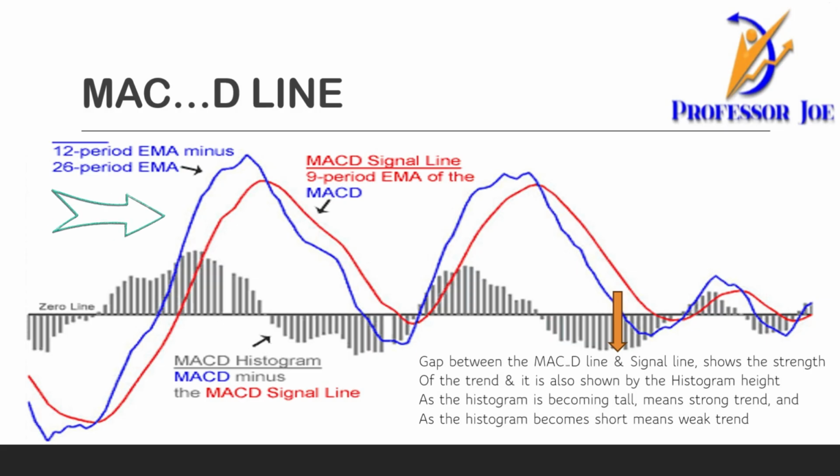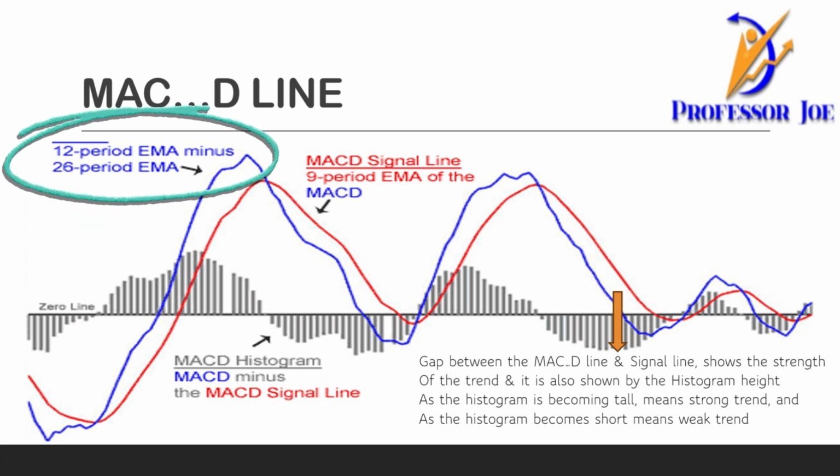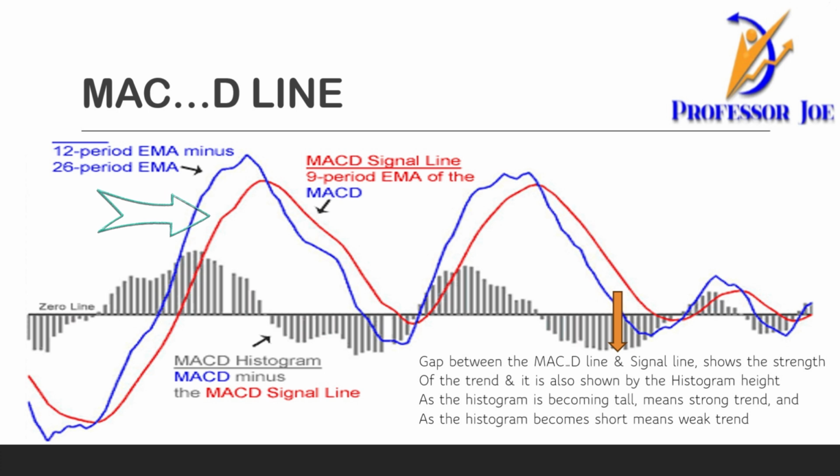The first one is the MACD line. It is the blue line that you can see on this MACD. Now it is formed by deducting a 12 period EMA from the 26 period EMA. The red line is called the MACD signal line. This is a 9 period EMA. The third one is the MACD histogram.